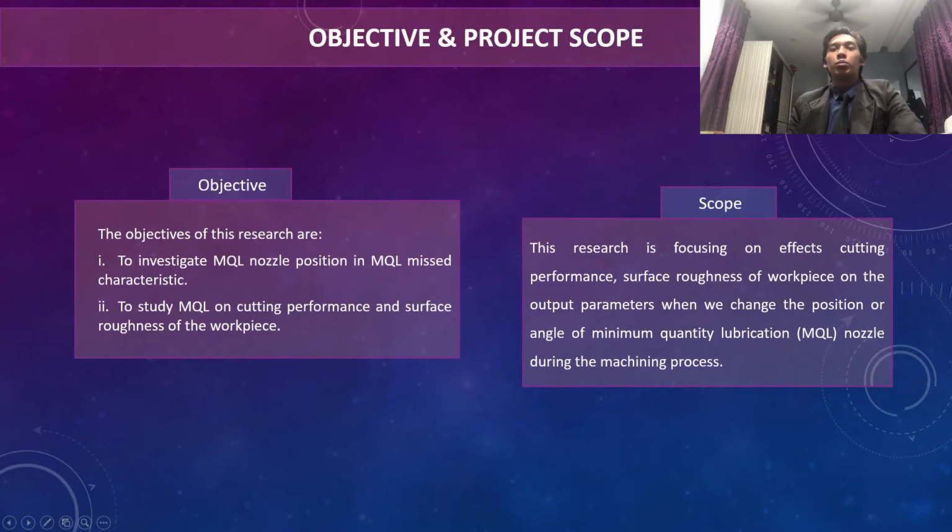Okay, this is our objective and project scope. Our objective is to investigate the MQL nozzle position in the MQL mist characteristic. The second one is to study MQL on cutting performance and surface roughness of the workpiece. The project scope is this research focusing on the effect on cutting performance and surface roughness of the workpiece on the output parameter when we change the position and angle of the MQL during the machining process.